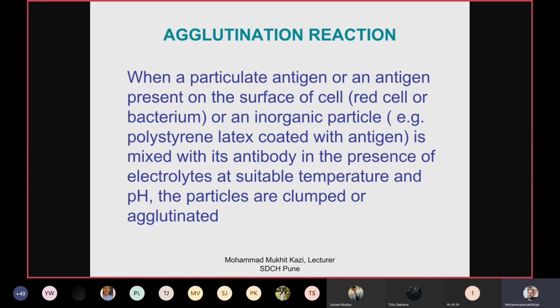These were all the precipitation reactions: simple, ring test, slide test, and tube test. In ring test, there are 4-5 tests. In slide test, there is the Vidal test, and in tube test, there is the Kahn test. After that, we have seen the immunodiffusion in the gel.